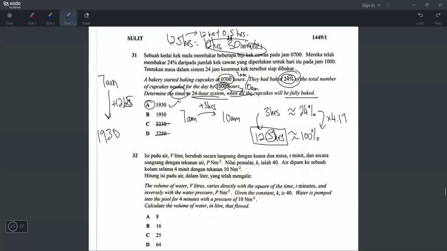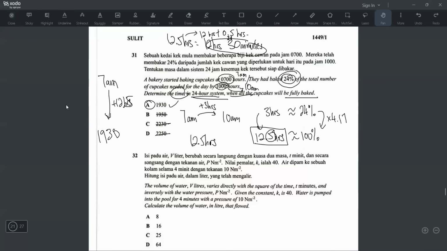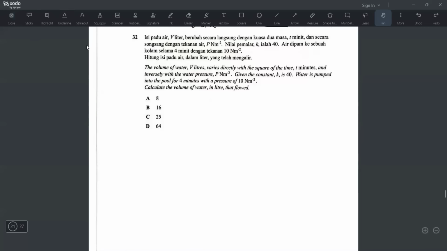Kalau you bulat B, salah. Kenapa B salah? Sebab kalau you bulat B, what you are saying is 12 hours 50 minutes. Wrong lah. 12.5 hours is not 12 hours 50 minutes. It's 12 hours 30 minutes, because the extra 0.5 times 60 changed to minutes is 30. So it's actually 12 jam and setengah jam. Tambah lagi setengah jam. So that's the answer.